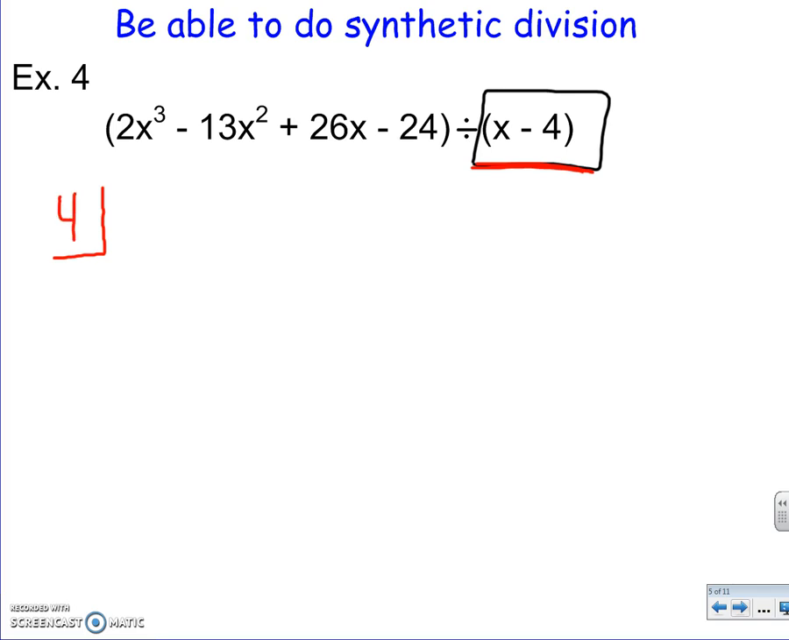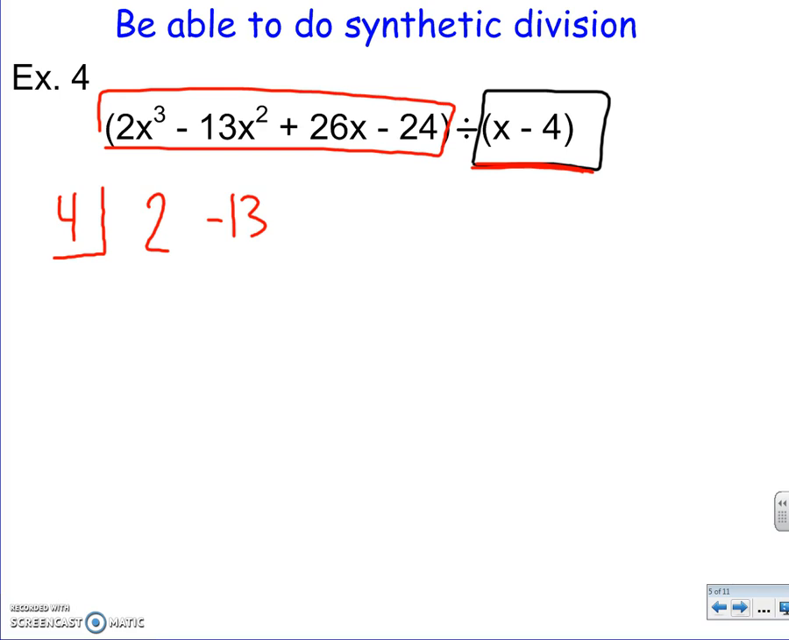Now we are going to write this without the letters, just the coefficients. So in front of x cubed is 2. In front of x squared is negative 13. In front of x is positive 26. In front of the thing without x is negative 24. You need to have terms equal to 1 more than the degree.